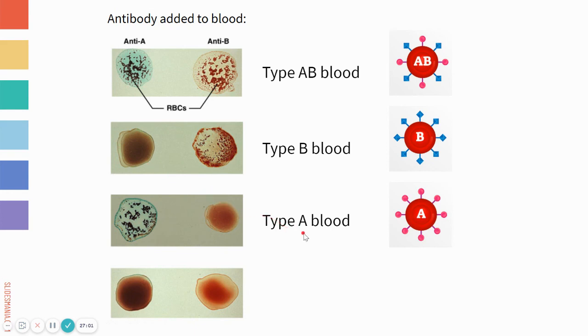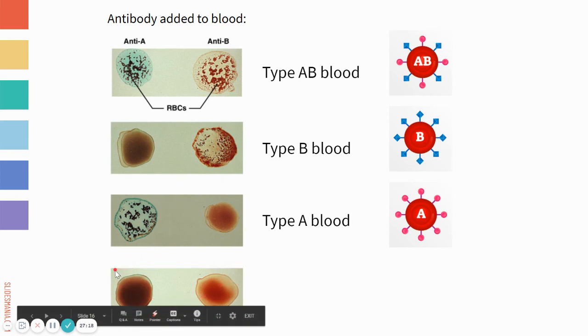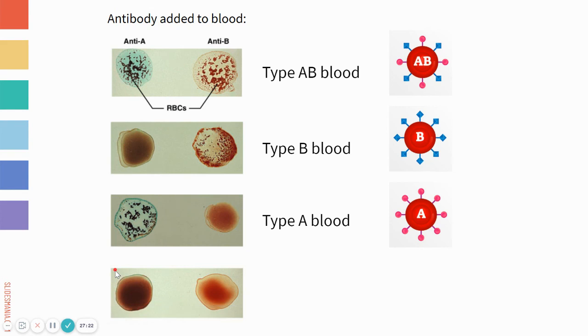We have the opposite situation here for this third one. Here we get clumping with the anti-A antibody because our type A blood has A antigens, but we get no clumping with anti-B antibody because there are no B antigens present on our cells. And then finally, for this last one, we're getting no clumping regardless of whether we're using A or B antibodies. So that must mean that we have type O blood because it has no antigens present at all.